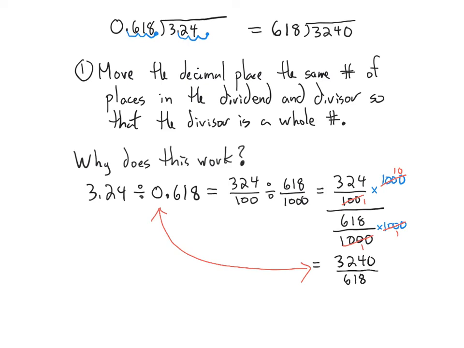It might be a little bit easier to see. So let's just do it one other way. This is the same thing as 3.24 divided by 0.618. Remember, when you're writing decimals, you're thinking of them as decimal fractions. These guys, 3.24 and 324 over 100, are literally the same thing, just written a little bit differently. And then we can multiply top and bottom by whatever it takes to get a whole number in our denominator.